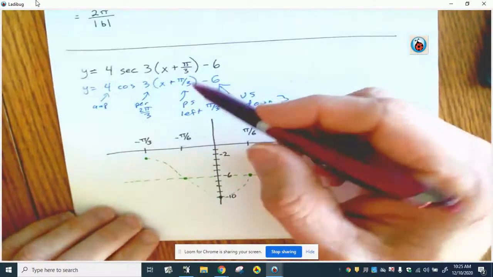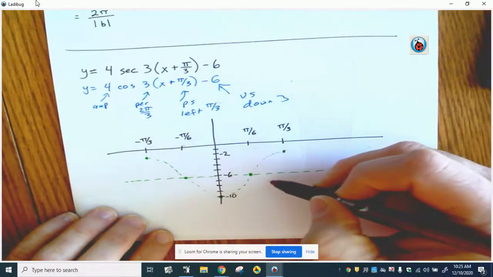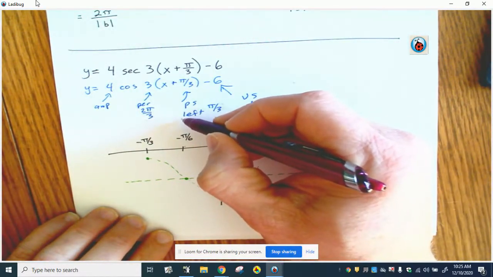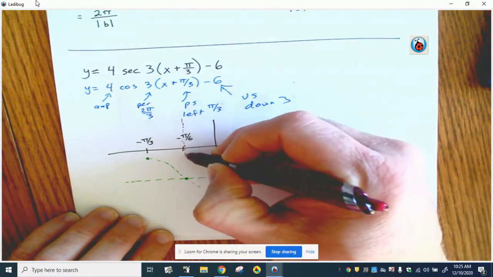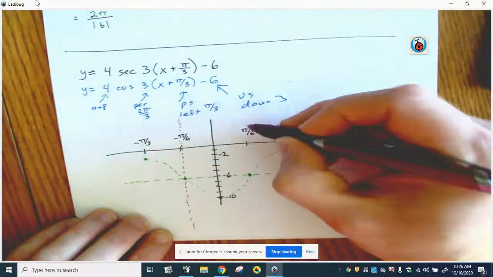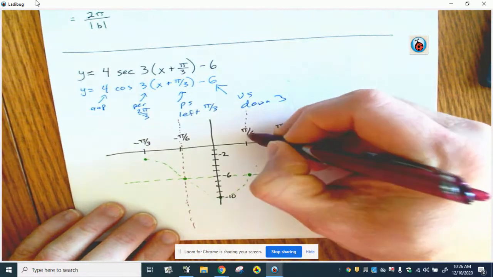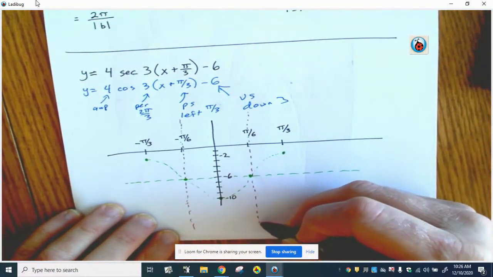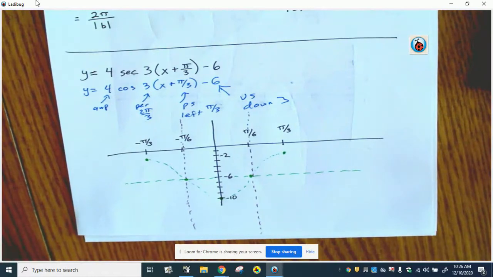Now, again, this cosine curve is not part of our graph, but it is going to tell us how to draw our cosine or our secant graph. Wherever it hits the x-axis or our midline here, I know I have an asymptote, so I have an asymptote here at pi over 6. I have another one here at positive pi over 6. And then I can draw my curve.